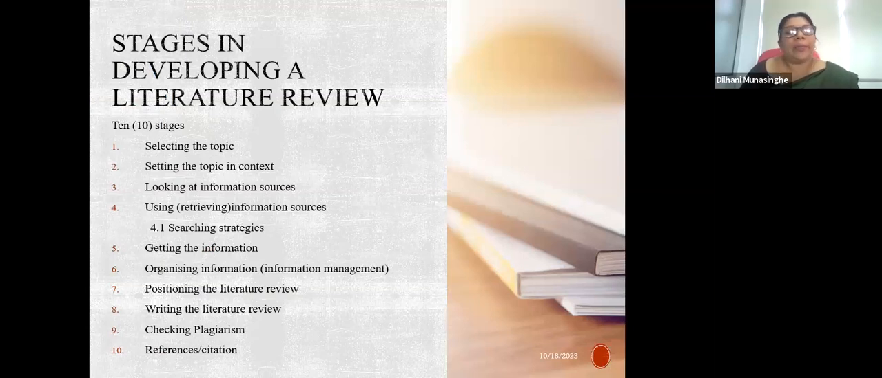So when we discuss the stages of developing a literature review, the first thing, selecting the topic, is very, very important. Whether you are a doctor, a librarian, any professional, or any undergrad, if you want to conduct research, first of all you have to select the topic. Then setting the topic in context. Then looking at information sources. Then using effective searching strategies. Then getting the information, organizing information, positioning the literature review, writing the literature review. After that, you have to check the plagiarism. After that, put the citations and references.